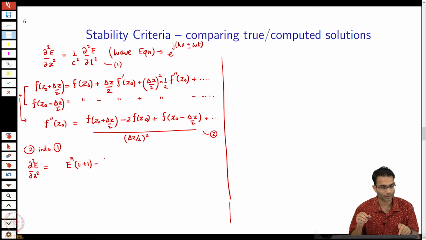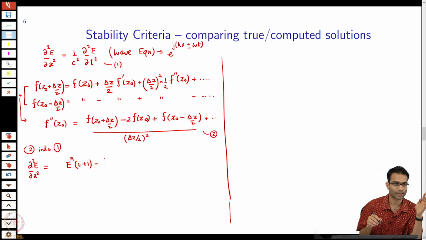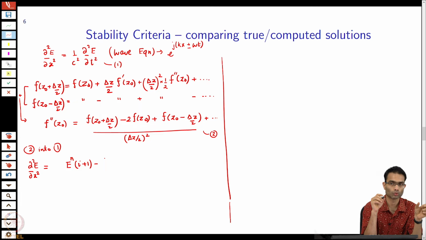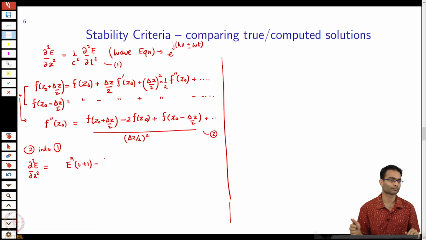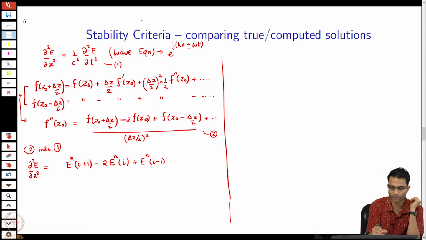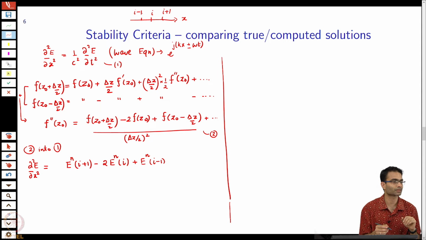In what I wrote over here, f is evaluated at 3 points, z naught plus delta z by 2, z naught and z naught minus delta z by 2. So, what is the spacing between two adjacent points? Delta z by 2, that is my delta x, because that is where I am storing my electric field. So, this term will become 2 times E. Next final term is easy, it is what? E, time index is n, space index is I minus 1, because it is z naught minus delta z by 2, the previous one. So, think of space like this, x, this is I plus 1, this is I minus 1. Graphically, the second derivative is the combination of the function evaluation at these 3 points.